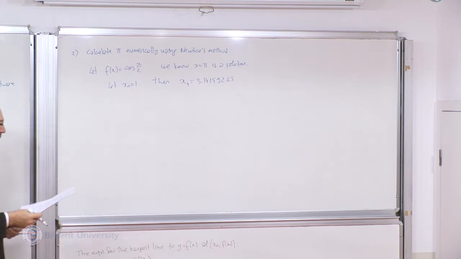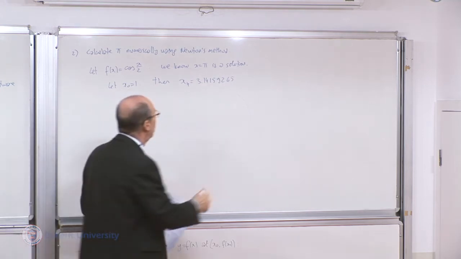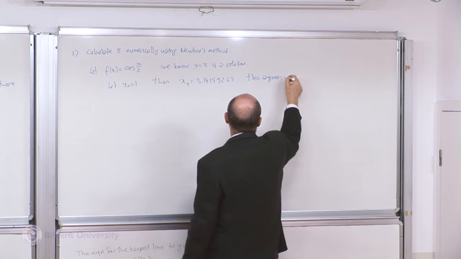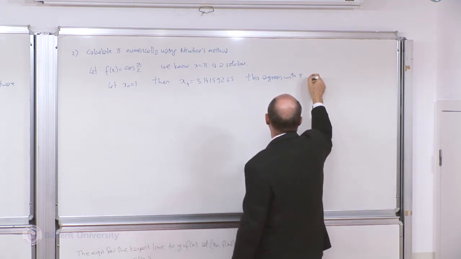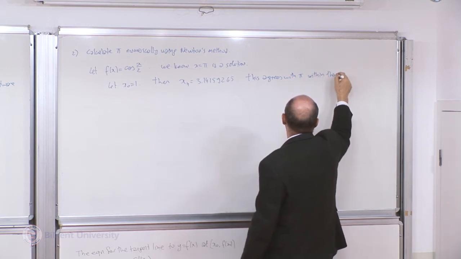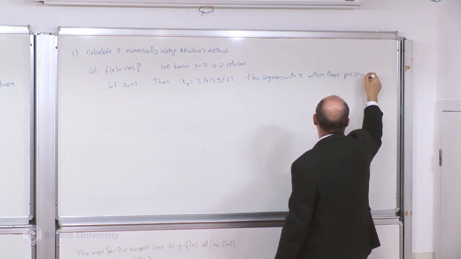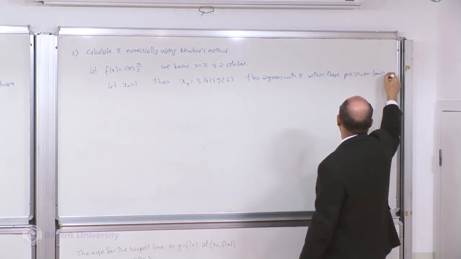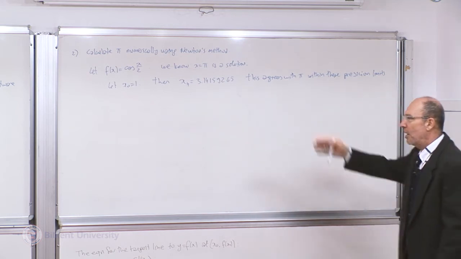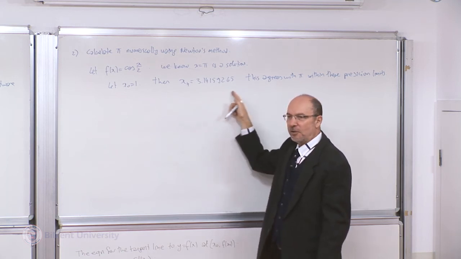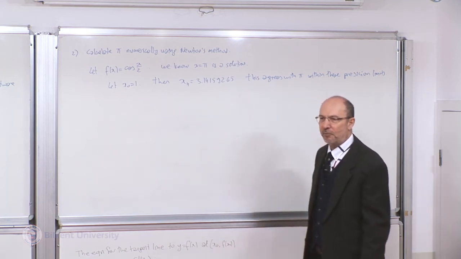Okay, so this is according to that many digits. This agrees with pi within these precision limits. Okay, so again, you stop here because now x5 is precisely the same number, x6 is precisely the same number, so you stop the program there.